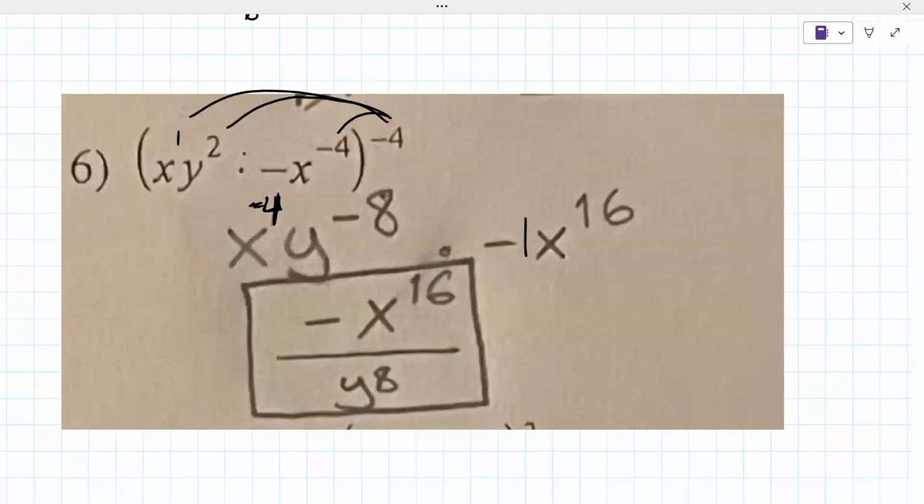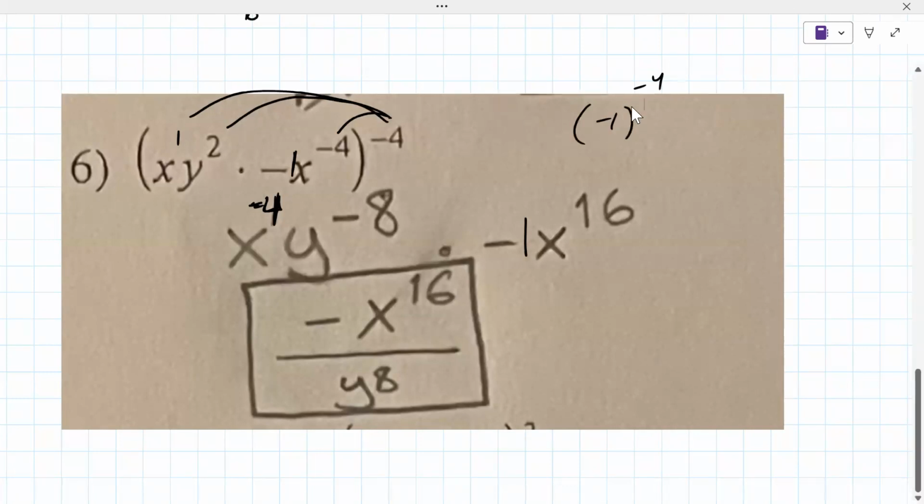But you also have to apply it to the -1. So really, there's kind of this in-between step, which is everything is raised, including this -1. It's -1 to the power of -4. It's like, well, what is that? Well, we can get to that in a moment.